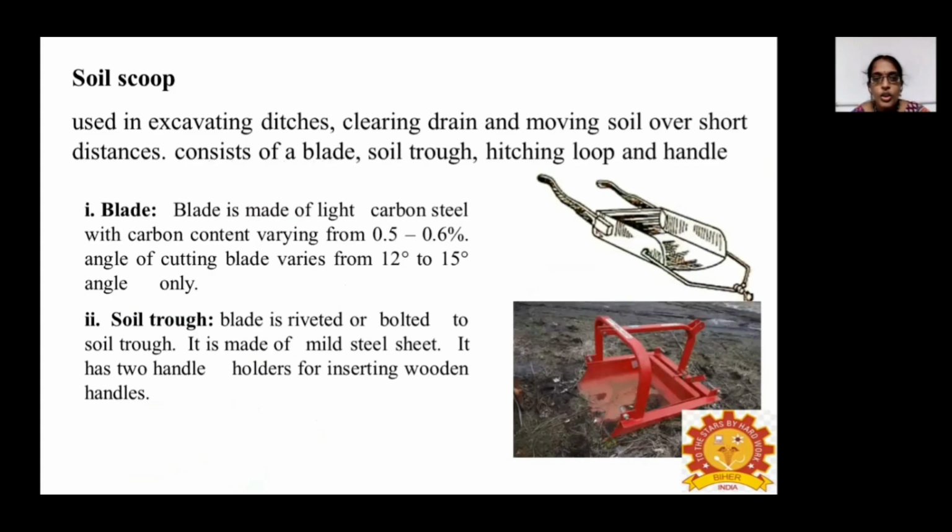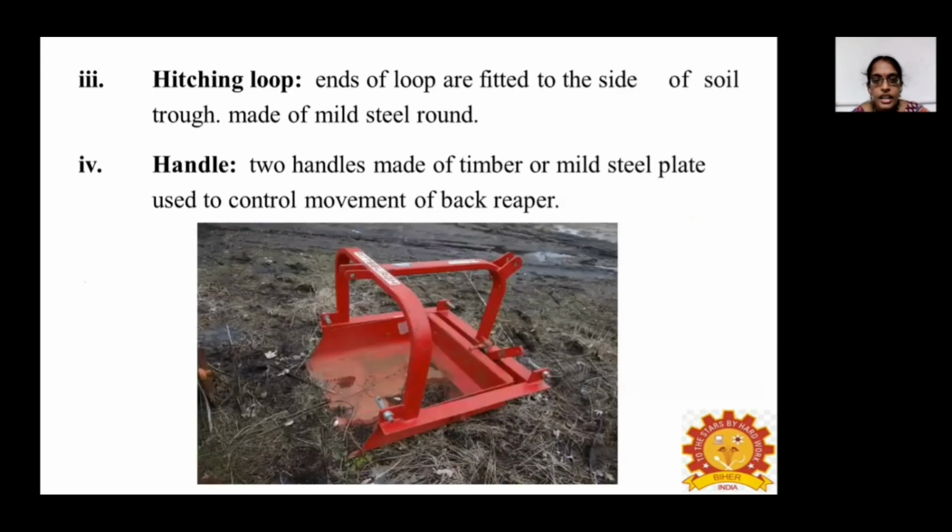Scoop, so in order, it is used in the case of forming ditches or drains over a short distance. It consists of the blade, which is made up of light carbon steel, and a soil trough in which the blade is riveted or bolted. The trough is made up of mild steel, and it consists of two handles for inserting the wooden handles, and the hitching loop. So it is fitted to this.